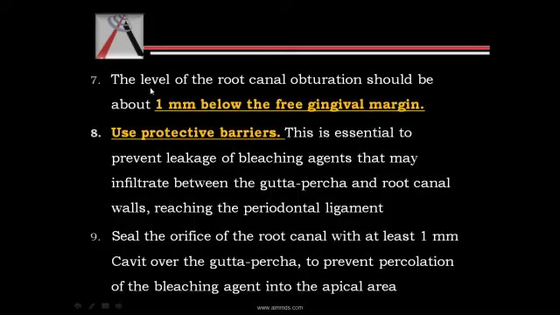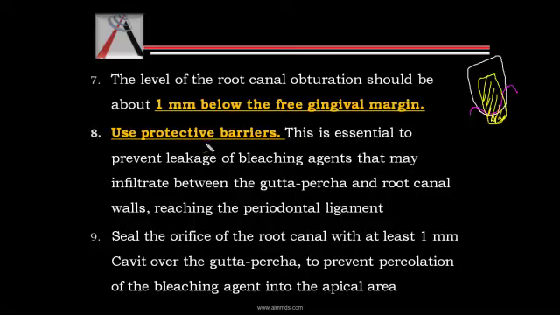Now as we have already seen the removal of gutta percha till the level of the alveolar crest, the second landmark that we have to consider while we are removing the gutta percha filling is the gingival margin. So we have to make sure that gutta percha is removed 1 mm below the gingival margin. So this particular area in relation to the gingival margin is cleared of the gutta percha filling.